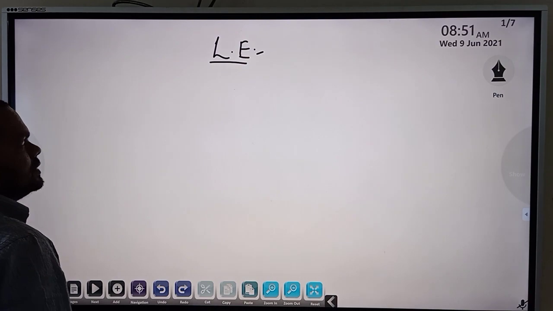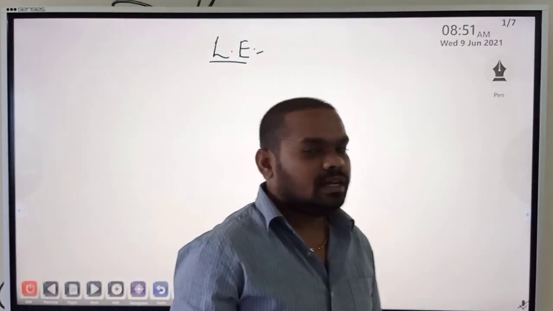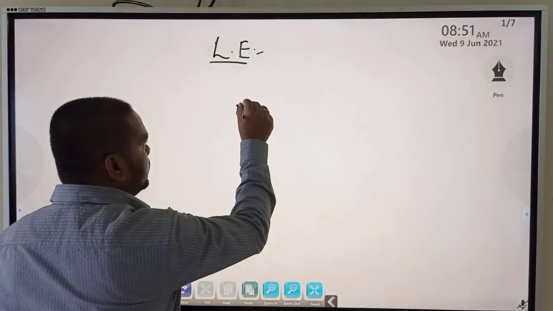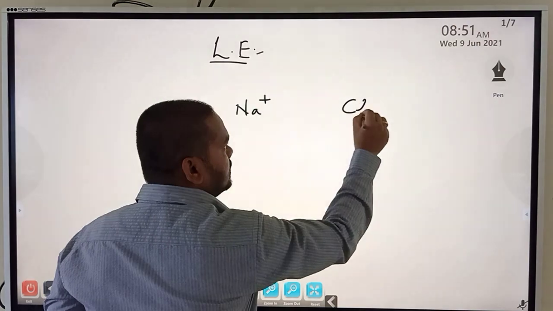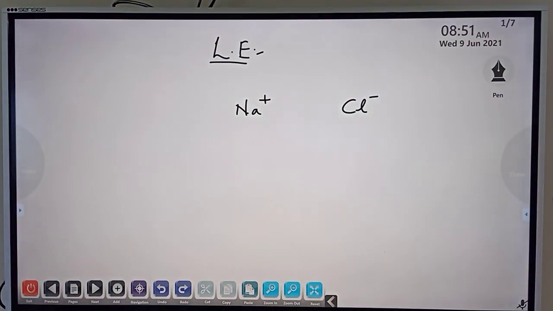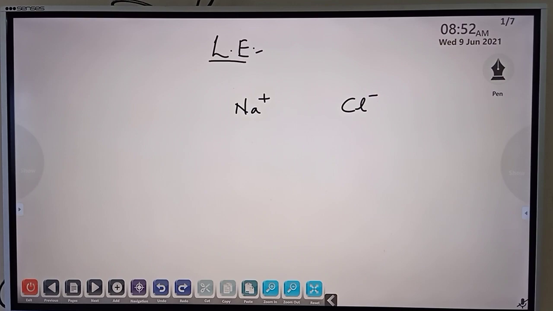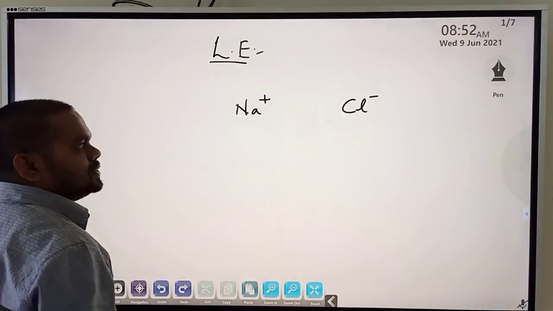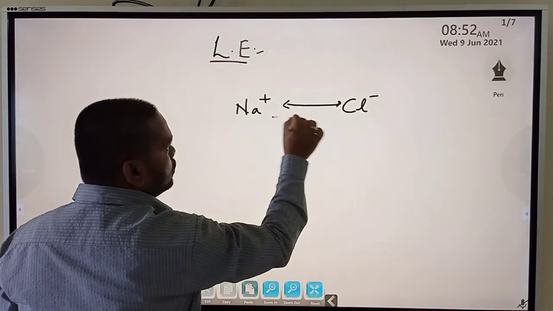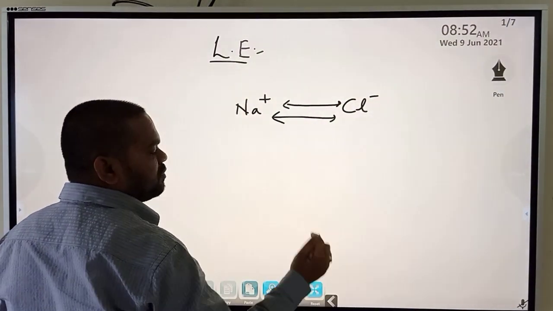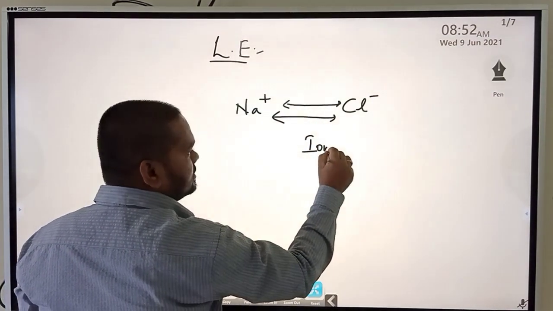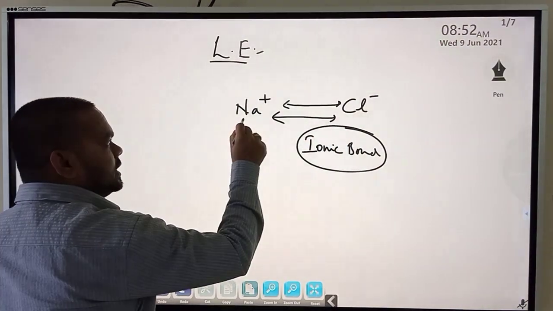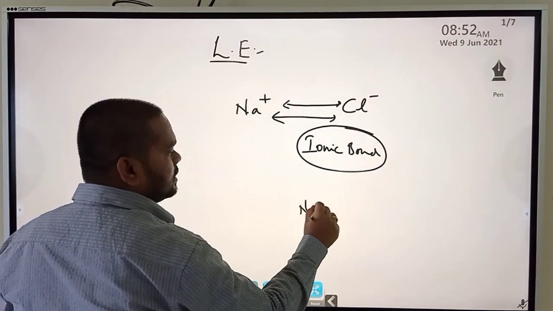Now lattice energy. What is lattice energy? This is also a kind of energy, an exoergic process. But here what is exactly happening is, suppose I have sodium plus and Cl minus. These Na plus and Cl minus are of course oppositely charged. So there will be a force of attraction between them also, and they form a bond. What type of bond? We have studied it already in 10th class. That is called an ionic bond, right? Yes or no?